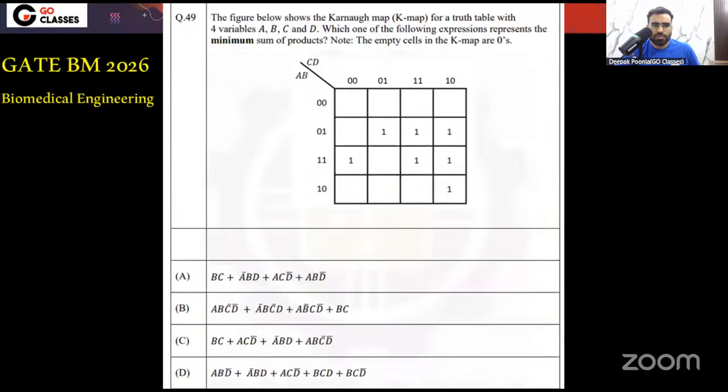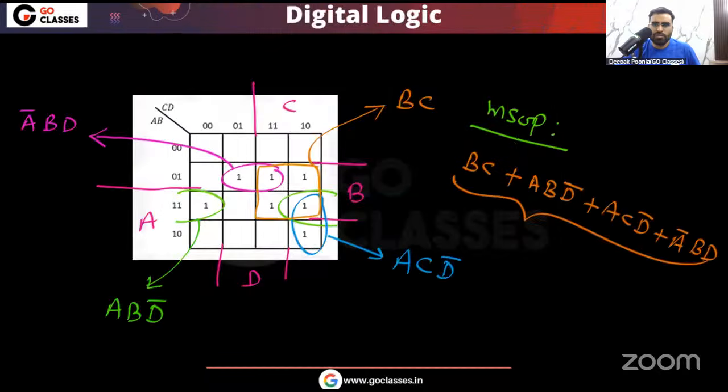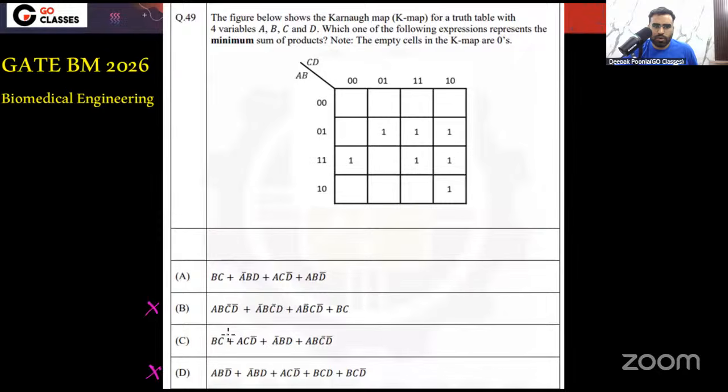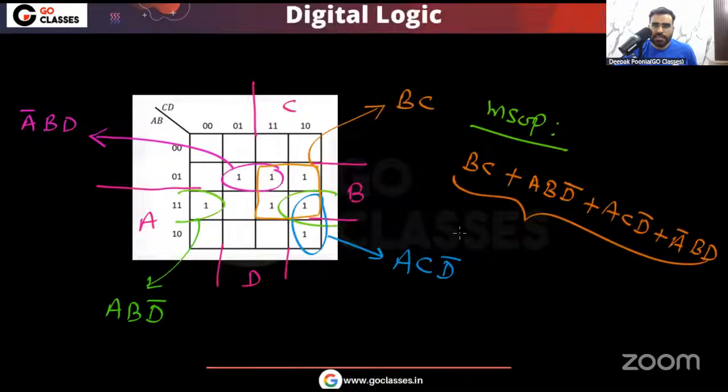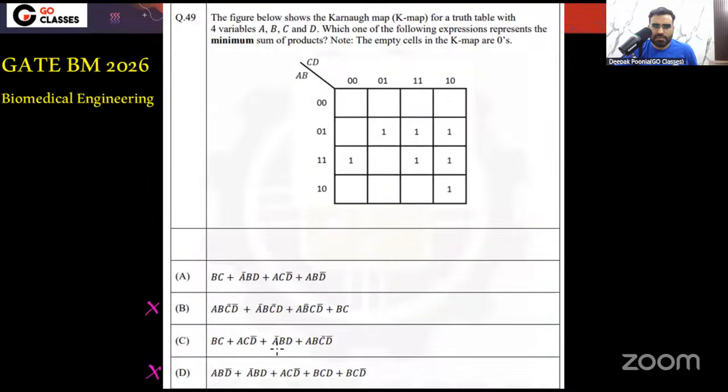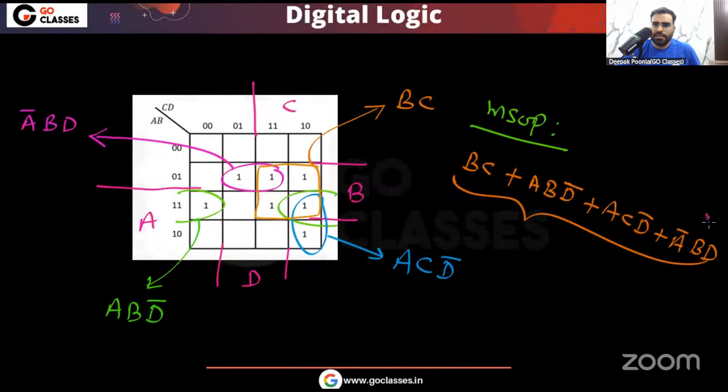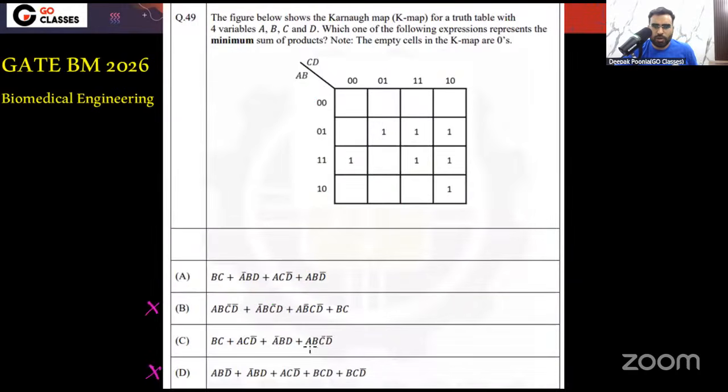Now you can check which option is correct. We have BC, so options B and D I can eliminate because the minimum SOP expression has BC. Now option A and option C: which of them is correct? In option C we have A C D bar. Yes, we have A C D bar. We also have A bar B D, yes. But in option C we have A B C bar D bar, which we don't have in the minimum SOP. So this is also gone, and the answer will be option A.